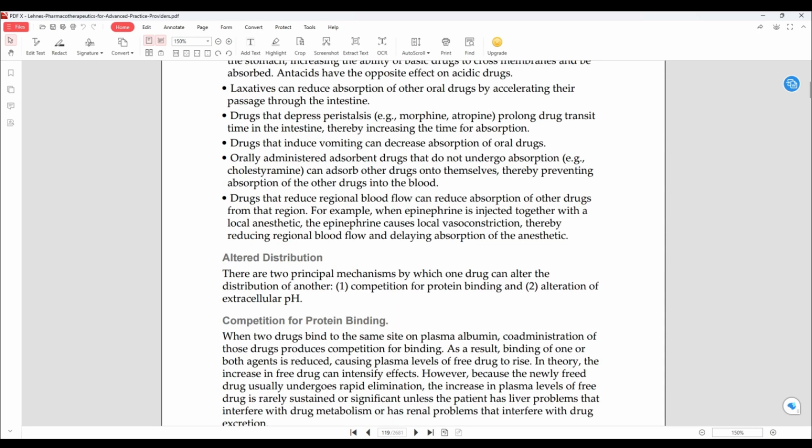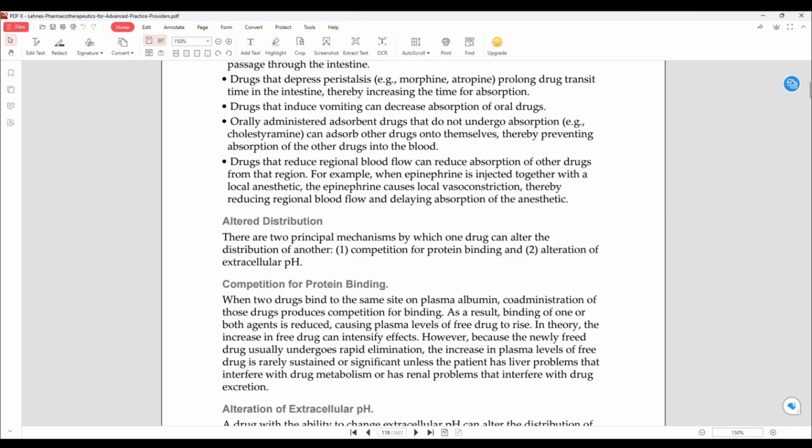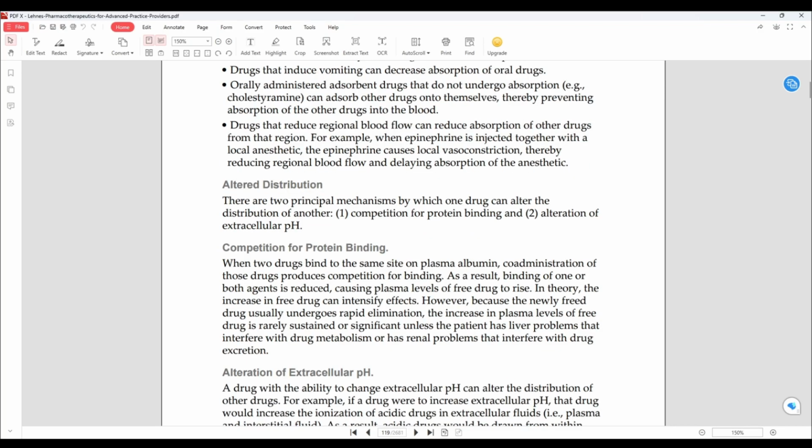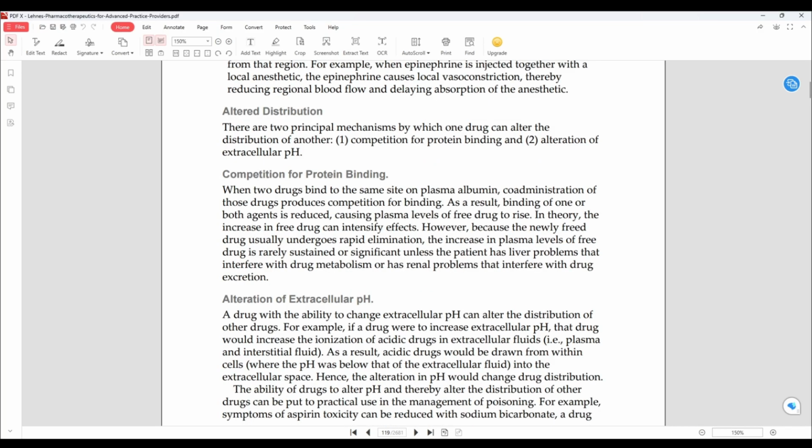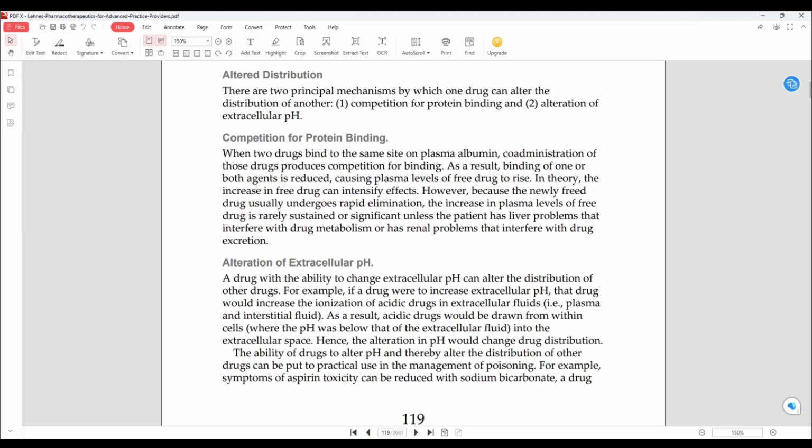Altered distribution. There are two principal mechanisms by which one drug can alter the distribution of another: competition for protein binding and alteration of extracellular pH. The competition for protein binding. When two drugs bind to the same site on plasma albumin, co-administration of those drugs produces competition for binding. As a result, binding of one or both agents is reduced, causing plasma levels of free drug to rise. In theory, the increase in free drug can intensify effects.